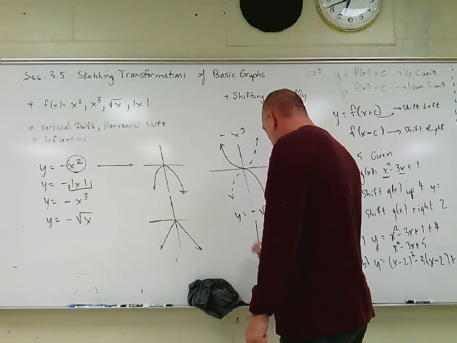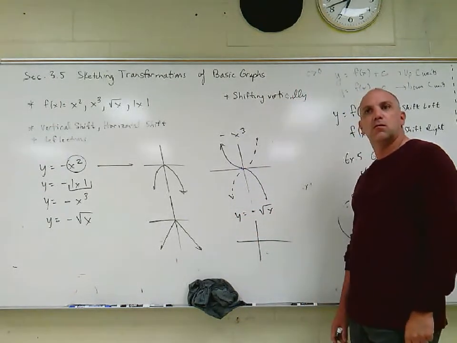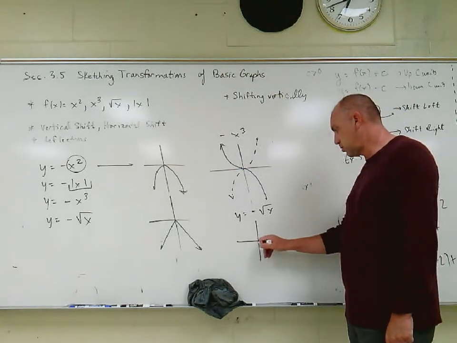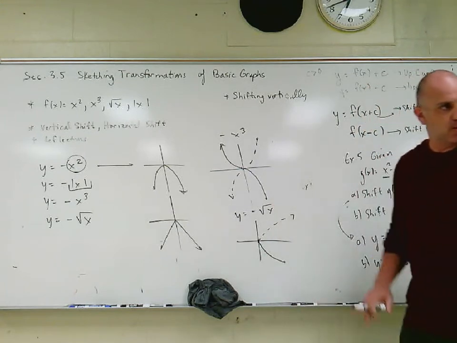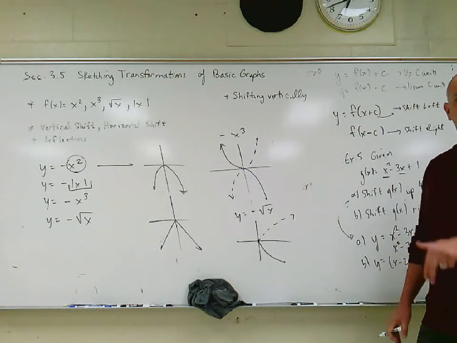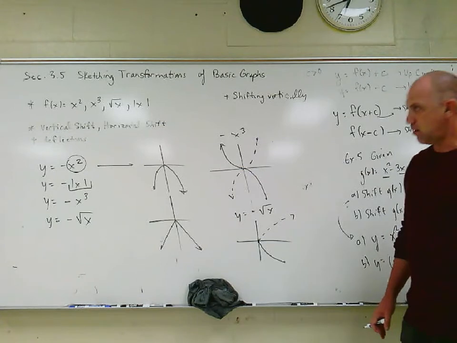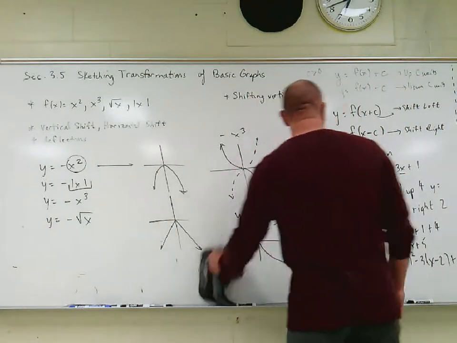Can you finger draw this one? That's it. It's underneath like that, because it was like this. So it's a mirror image about the x, because all the y's got negated. Okay? All right?